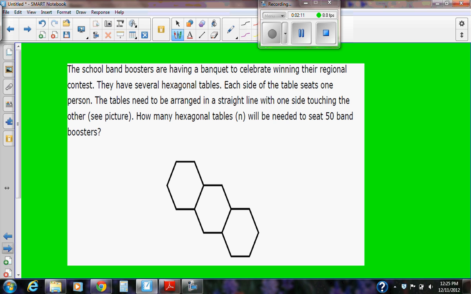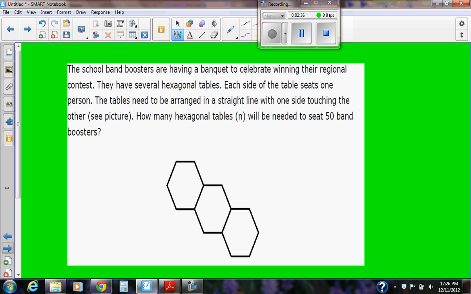All right, next question. The school band boosters are having a banquet to celebrate winning their regional contest. They have several hexagonal tables. Each side of the table seats one person. The tables need to be arranged in a straight line with one side touching the other, as in the picture here. How many hexagonal tables will be needed to seat 50 band boosters?